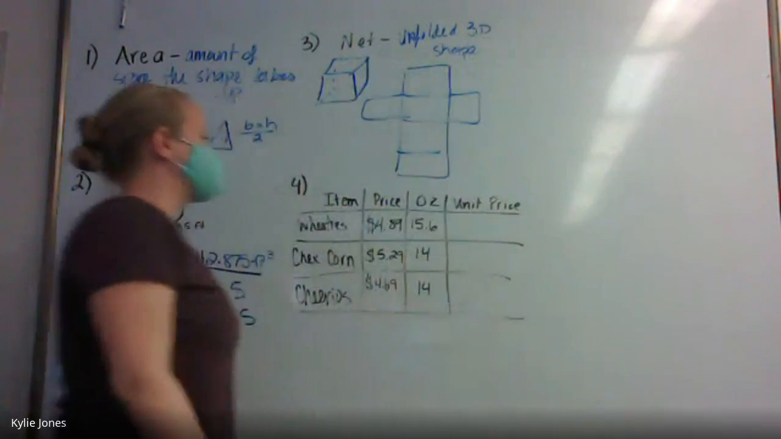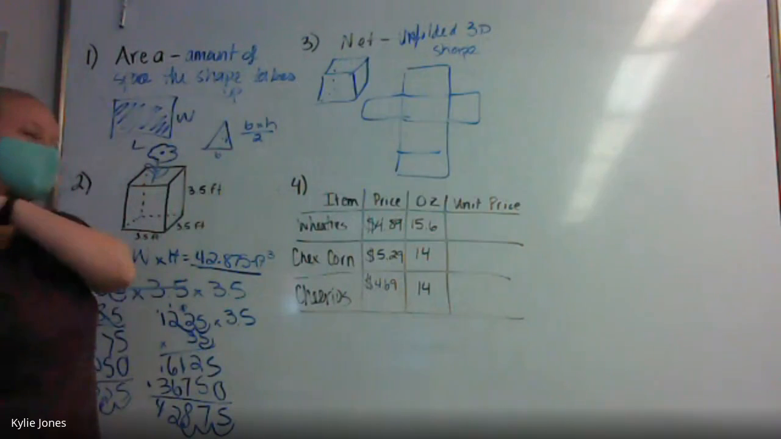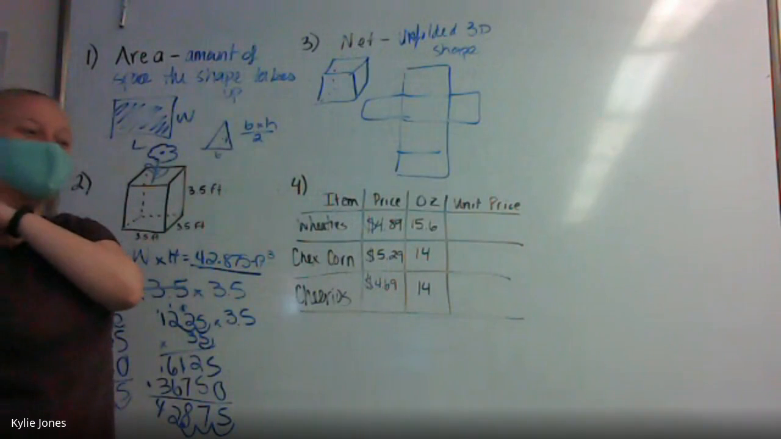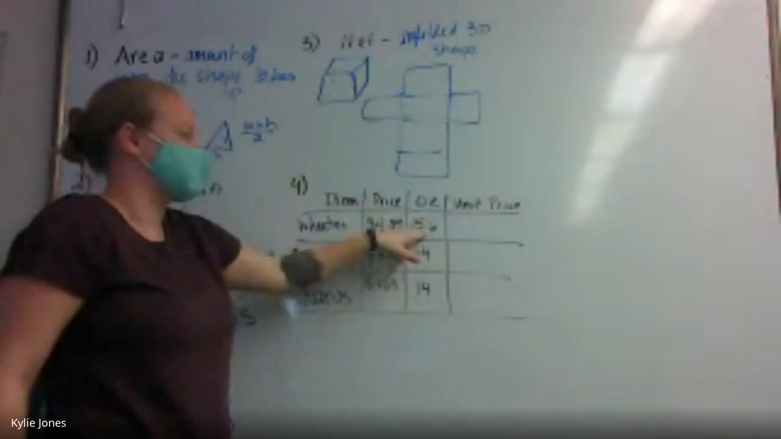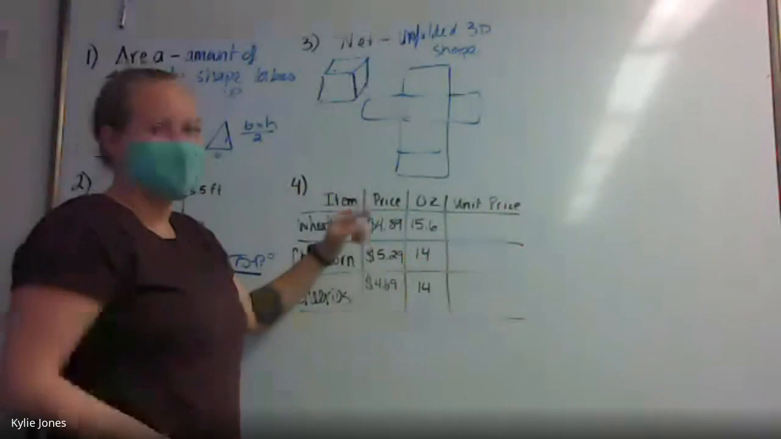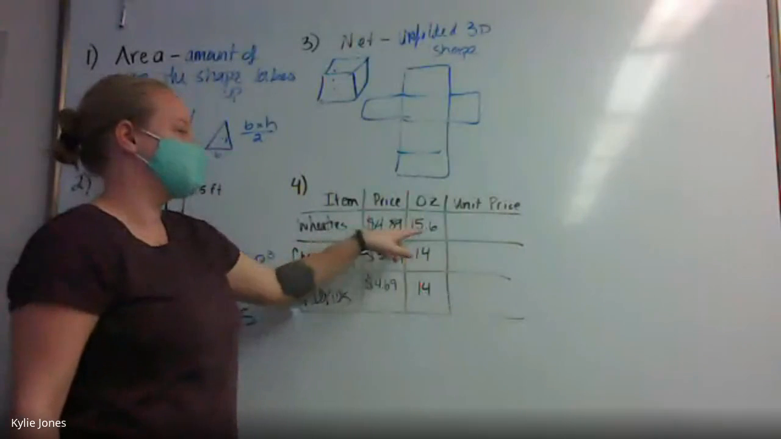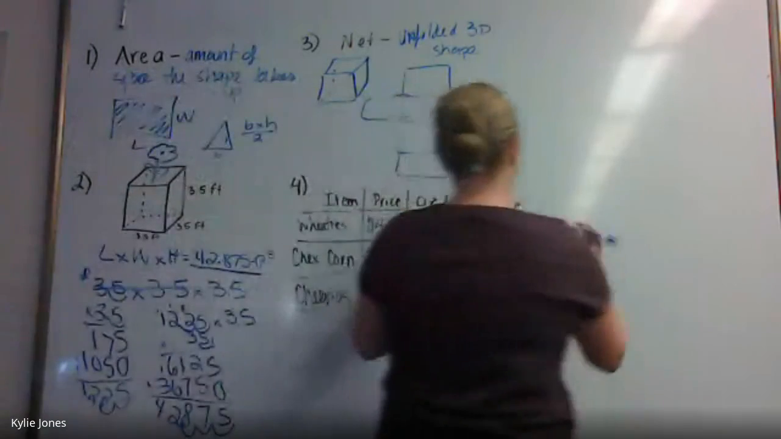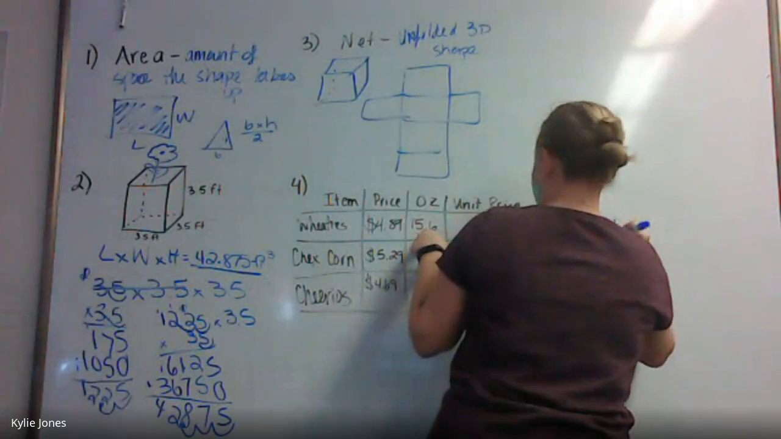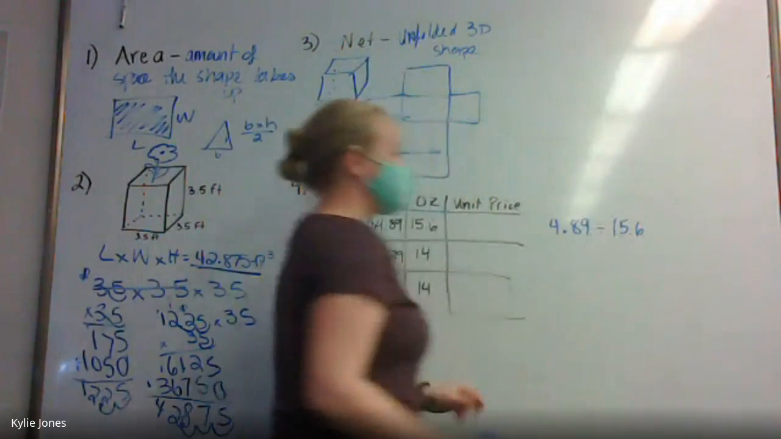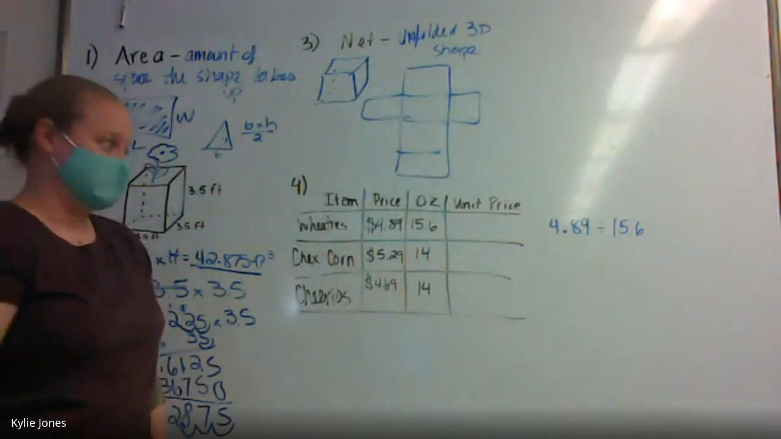All right. And our last one. And we're not going to do all of this math because it's a lot. We need to find the price per ounce. So that means for all of these, you need to divide the price by the number of ounces. So our first one, you would have done 4.89 divided by 15.6. That's a lot of division right there.